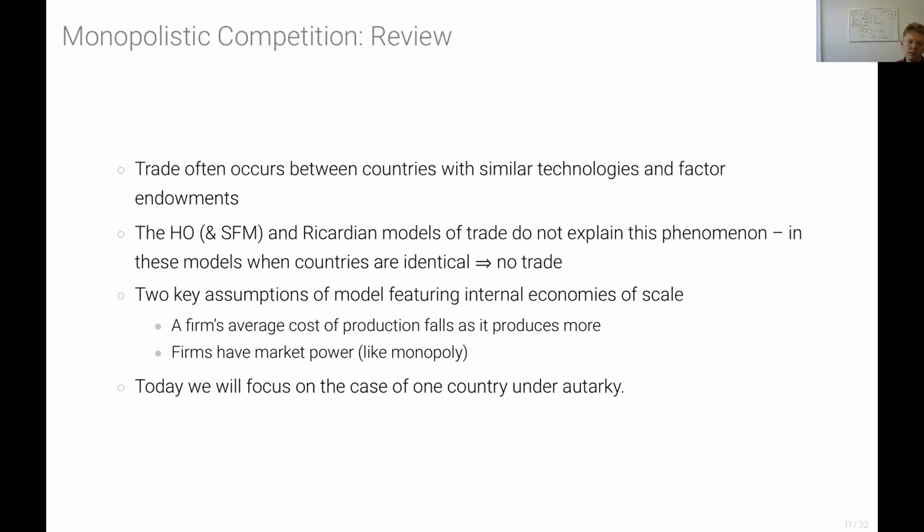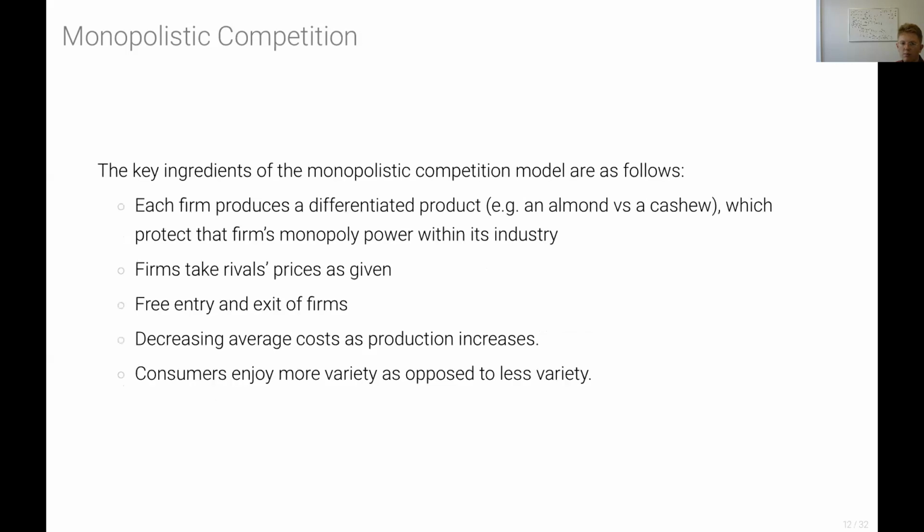And so there are going to be two key assumptions of the monopolistic competition model, which aims to explain some of these features. The first is that a firm's average cost of production is going to fall as it produces more. So when we come back to its cost function, you're going to see that. The second is that firms are going to have some market power, like a monopoly, but we're also going to introduce an additional consideration, which is why we call it monopolistic competition: firms are also going to earn zero profits. And in today's section, we're just going to focus on the case of one country under autarky.